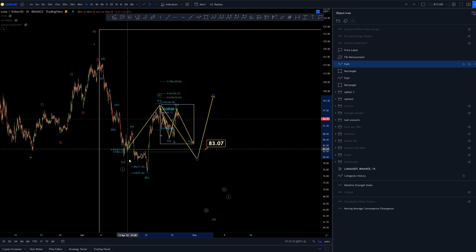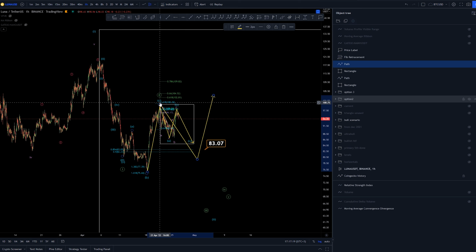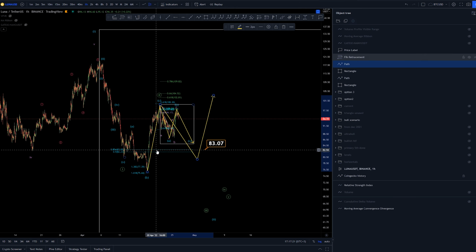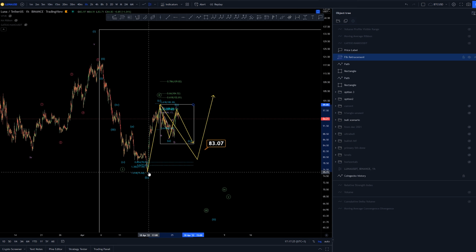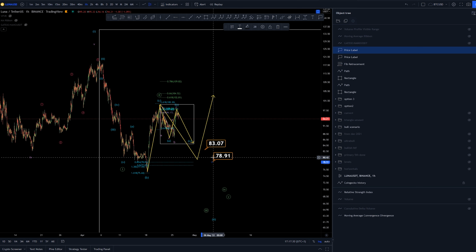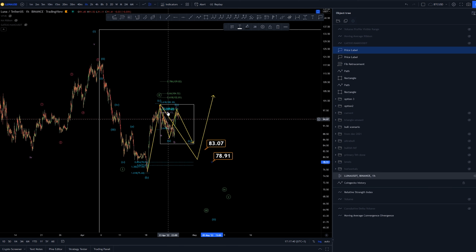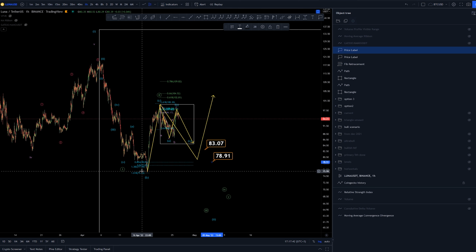If we are starting the wave count here and expecting a zigzag, we could be expecting, or we need to be expecting less. Oh sorry, the price needs to be higher than the $79. If it goes here, then this 5-wave structure is more likely to be this C wave.